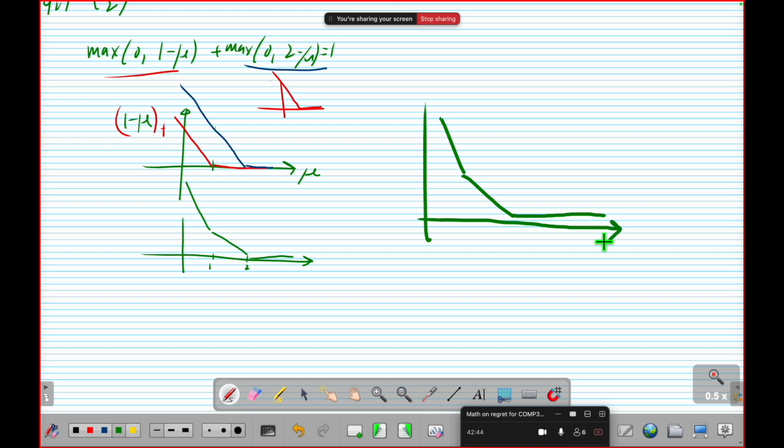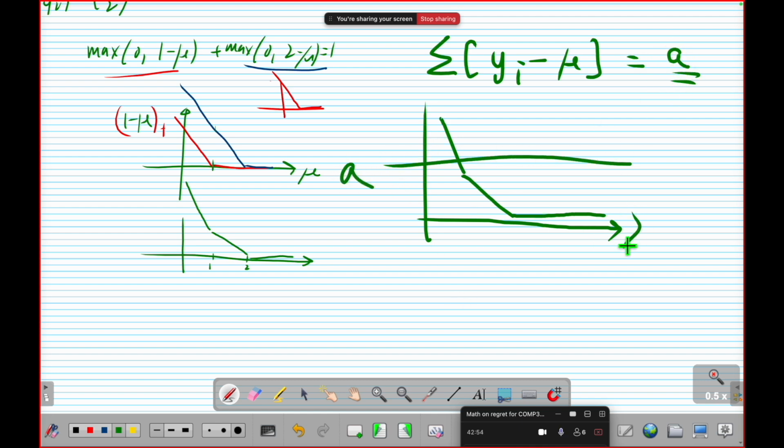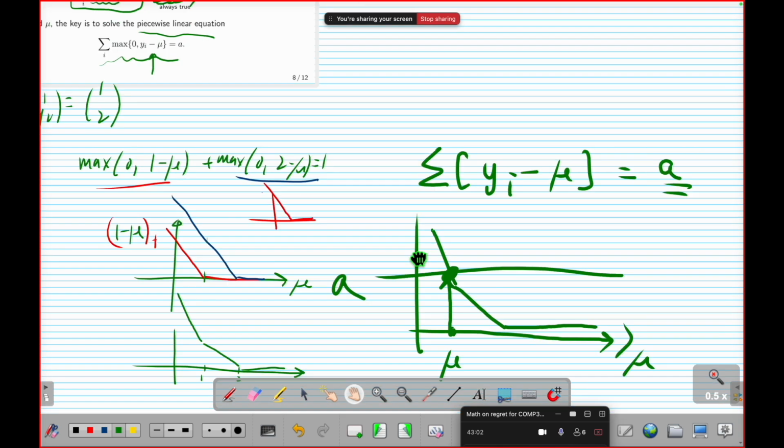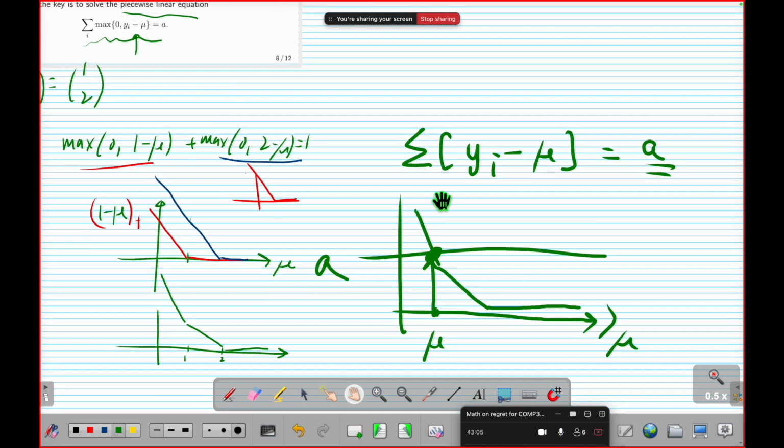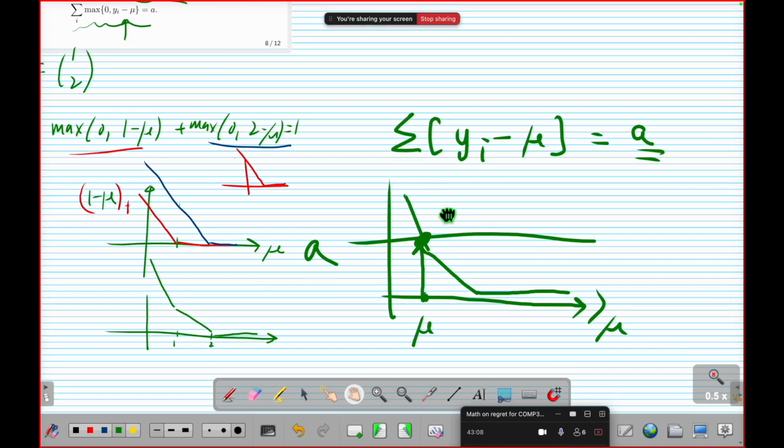Then now, this is what? This is the summation of y minus mu equal to a. What the heck is a? This is a. So what the heck is the solution of this? It is to find the point such that it crosses. That's the solution. How do you solve this kind of funny expression? Well, you have to do stupid computer science searching.